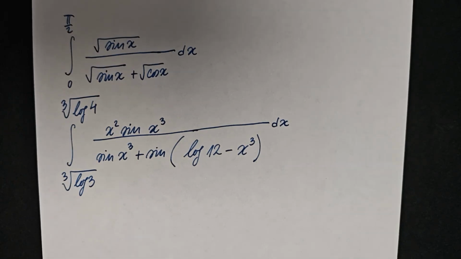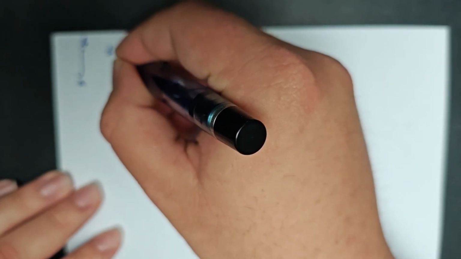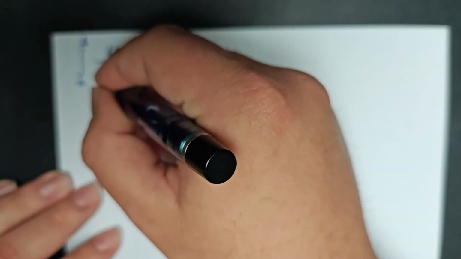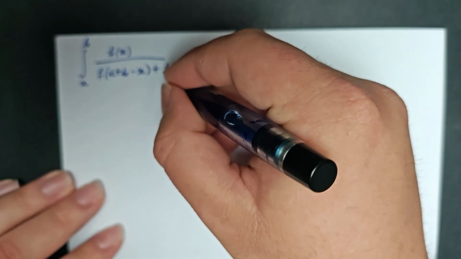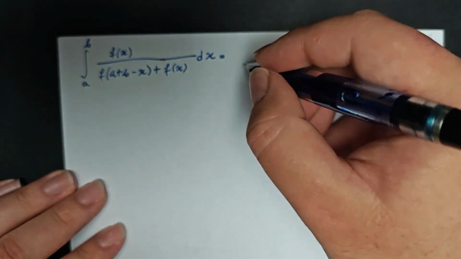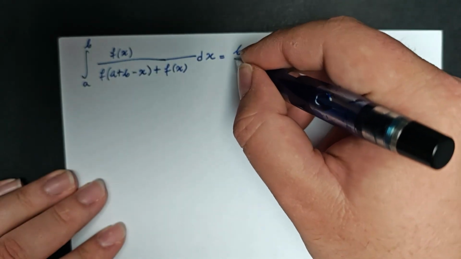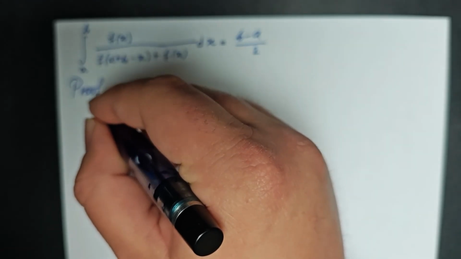Let's now talk about the technique which is going to help us in solving all of these problems very fast. We are going to use a formula that the integral from a to b of f of x divided by f of a plus b minus x plus f of x, differential of x, is equal to b minus a over 2. First, I want to show you the proof of this formula.